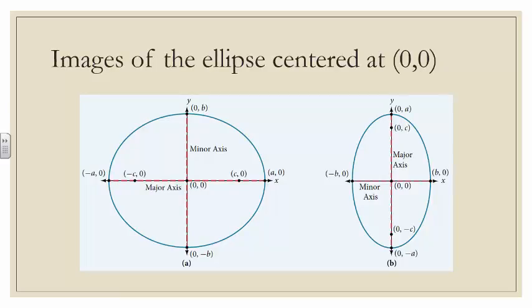Take a look at these 2 images. On the left, we have an ellipse centered at the origin with the major axis corresponding to the x-axis. On the right, we have an ellipse centered at the origin where the major axis corresponds to the y-axis. Notice the different shape that these ellipses have taken.